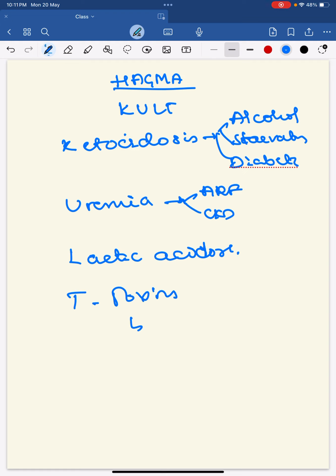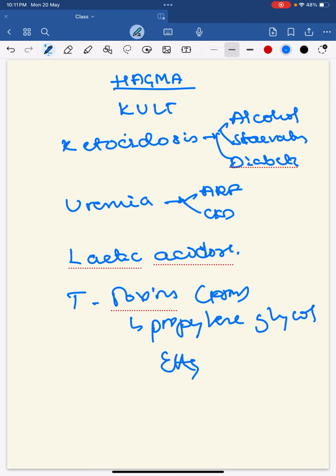Toxins includes, you can remember toxins by PSM, propylene glycol. When you remember propylene glycol, you also remember ethylene glycol. Next, salicylates, that is your aspirin, and M for methanol.